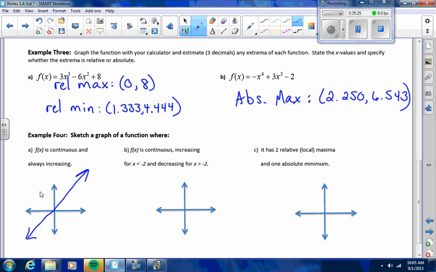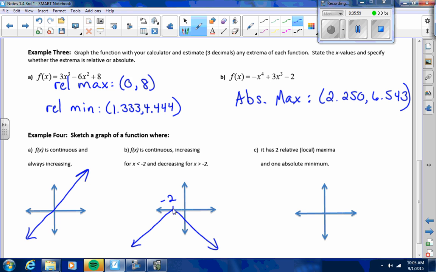Okay, who would like to share what they did with that one? Emily? Did you do something like that? Excellent. You could have done that. You could have done an upside down parabola that increases up to the -2 and then goes down. That would be fine as well.